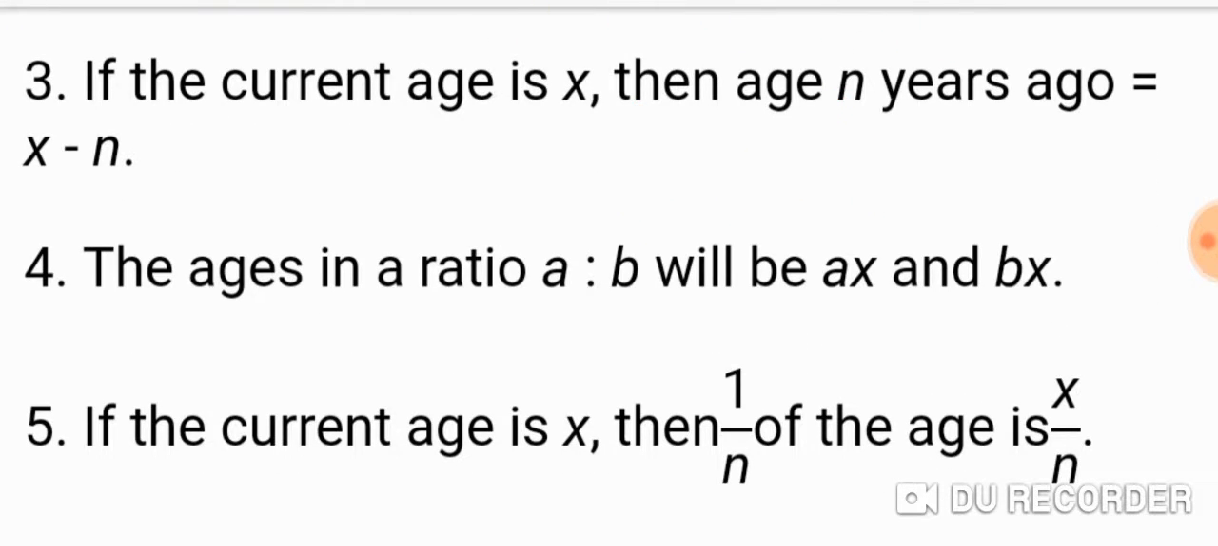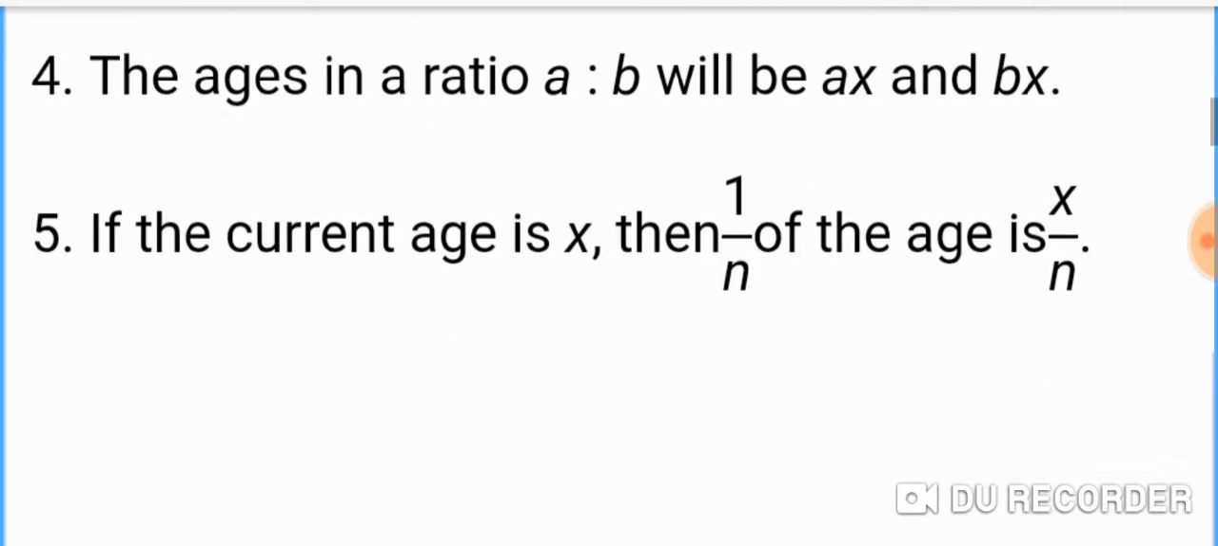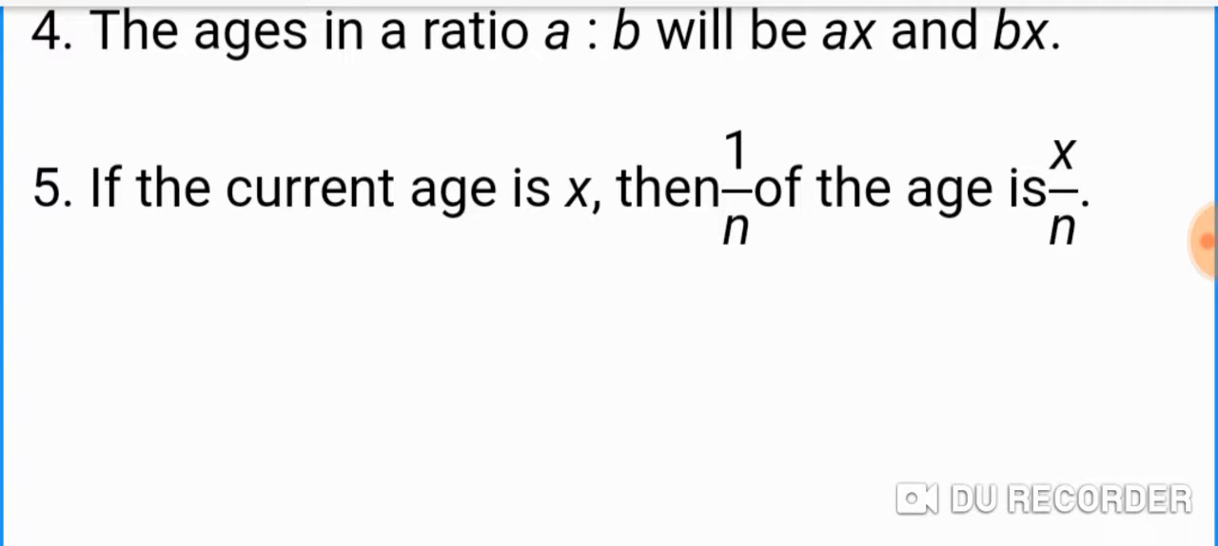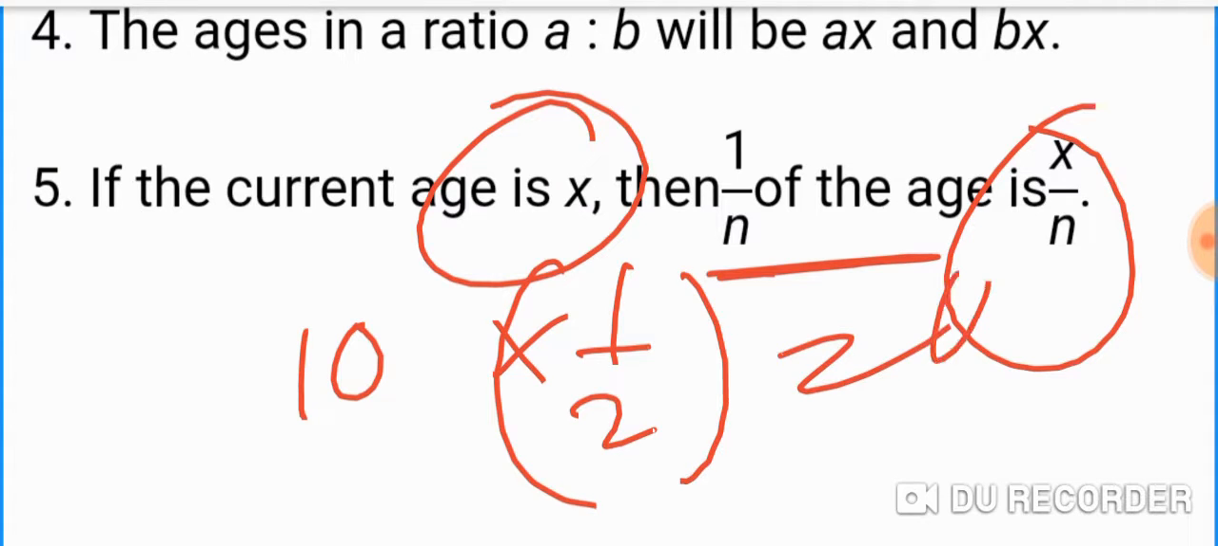Then ages in the ratio: if the ages are in the ratio of a is to b, then their ages will be ax and bx. If the current age is x, then 1/n of age is x by n. It means if current age is 10, then 1/2 of its age should be 10 by 2, 5.